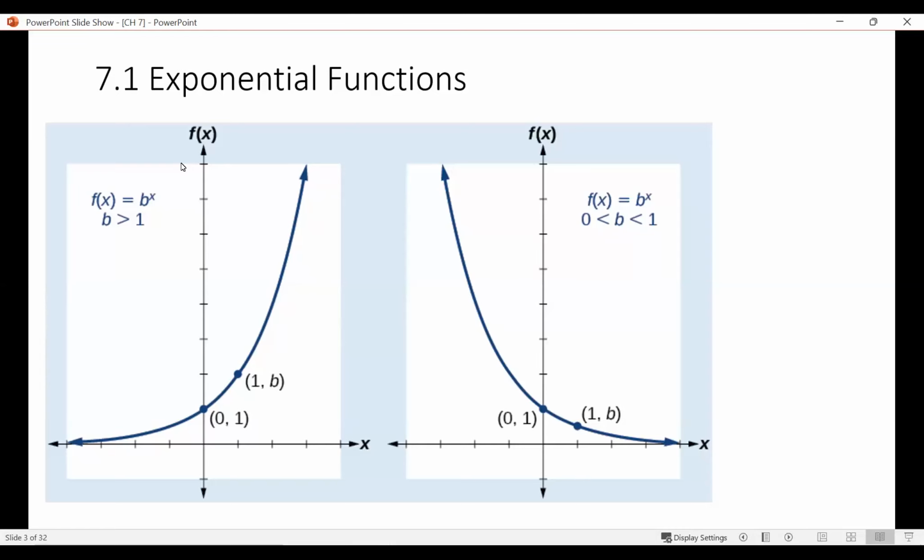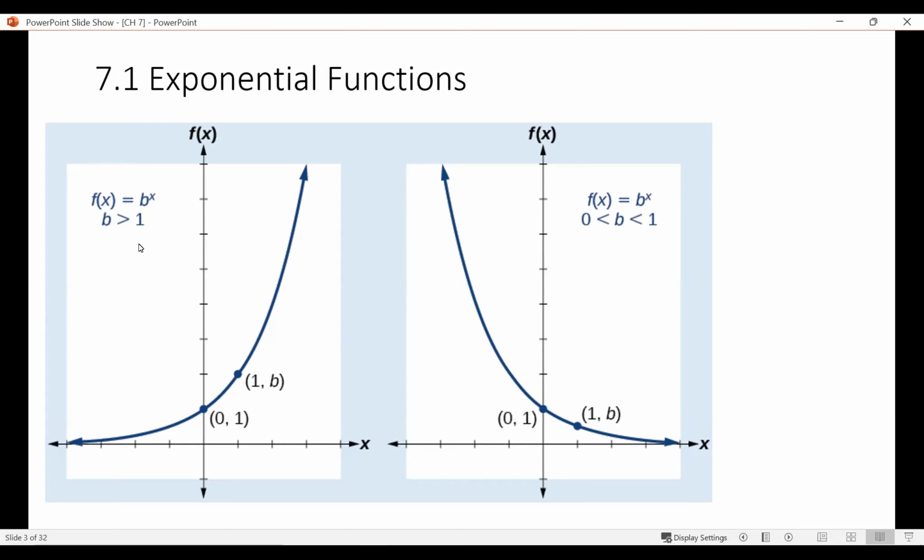So let's take a look at what an exponential function is. An exponential function is of the form f of x is equal to some base, which is just some number, with the variable x in the exponent. So whenever your variable is in the exponent, that's what we call an exponential function, okay?